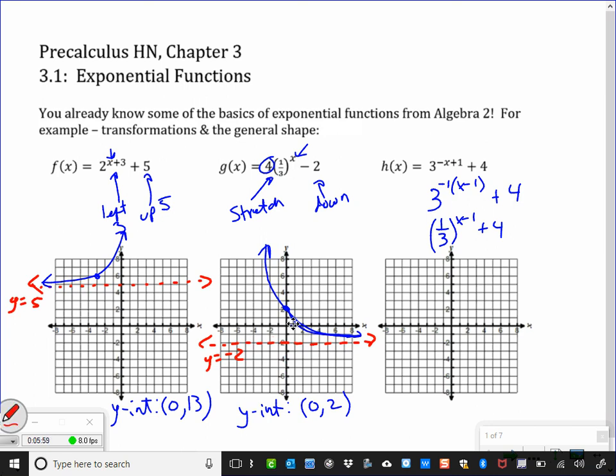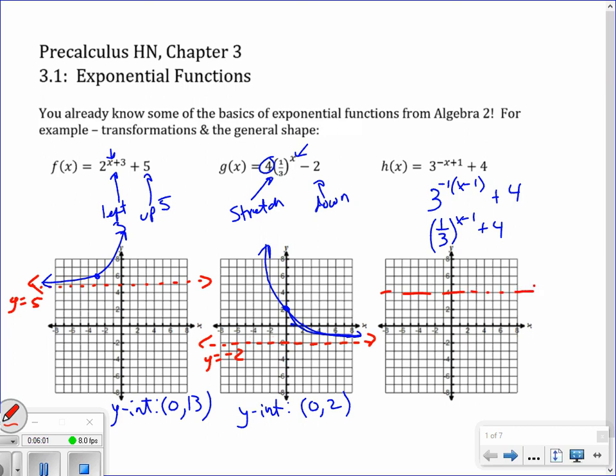So the up 4 is going to change my asymptote to y equals 4. And I take my dot that used to be here. There's no stretch or shrink, so it moves to the right 1 and up 4. And there it is. And it's a decay. So it's coming down through here like that.